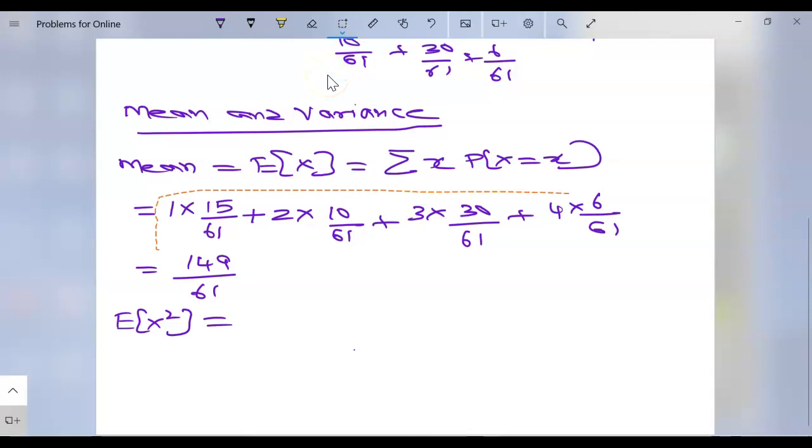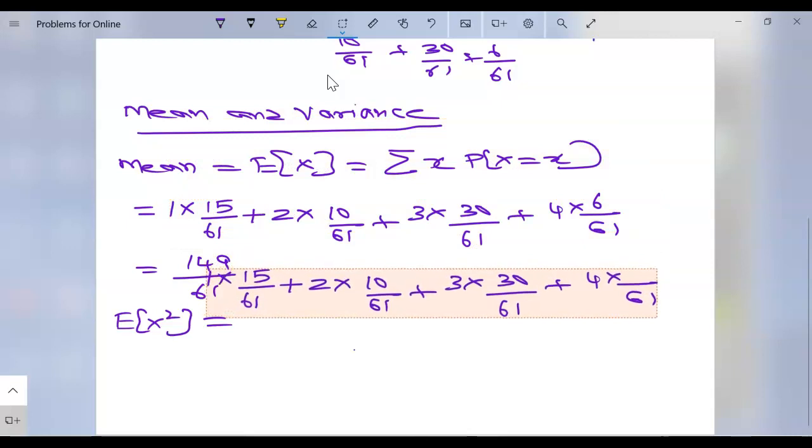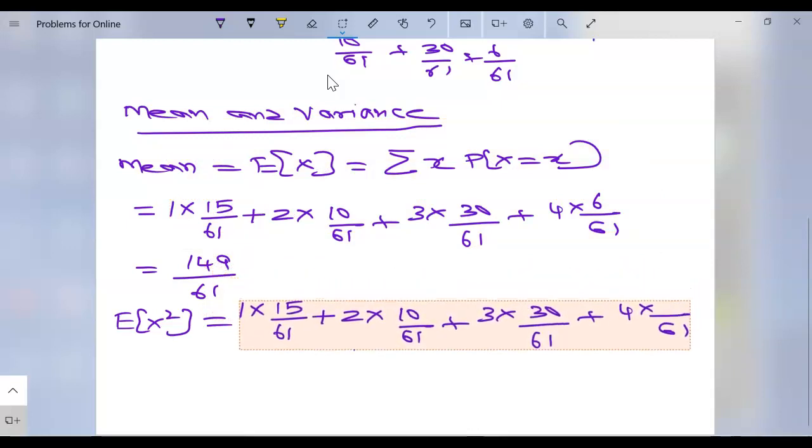Whatever you are having as E of x, just copy and bring it. Control C and Control V. See here, I have copied and brought it from the E of x only. The same thing. Here the 6 was there, it wasn't copied. Same thing only, only one change.